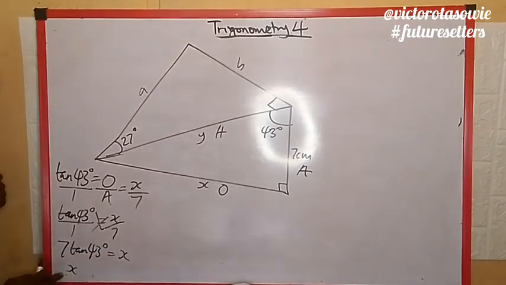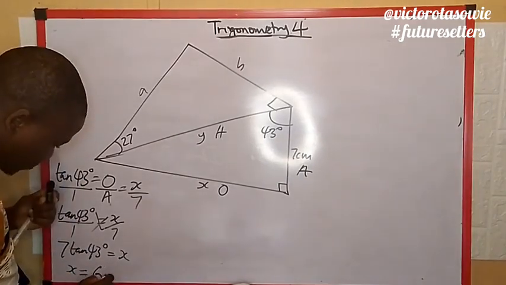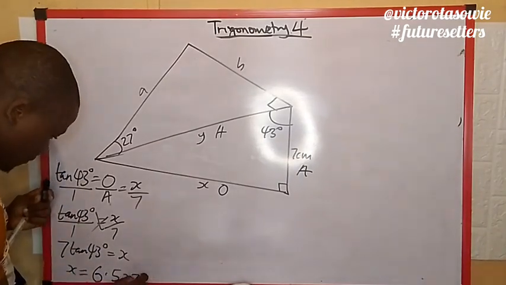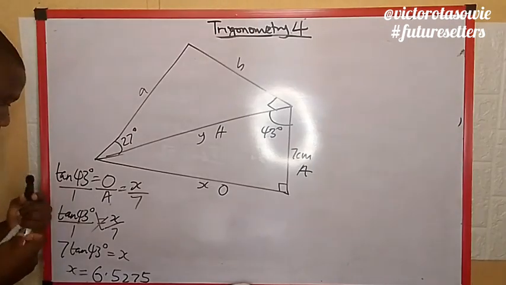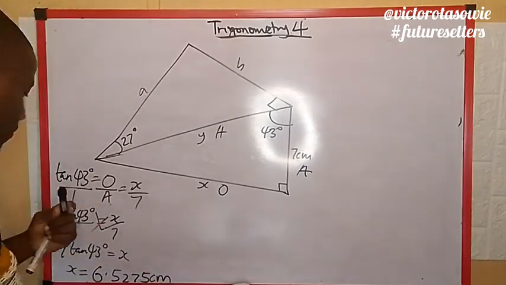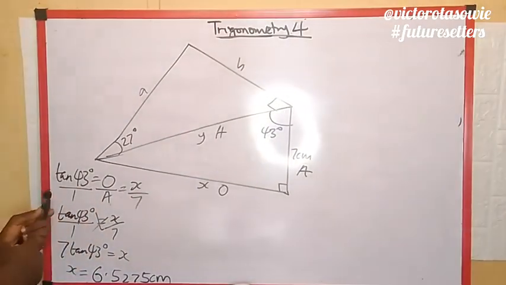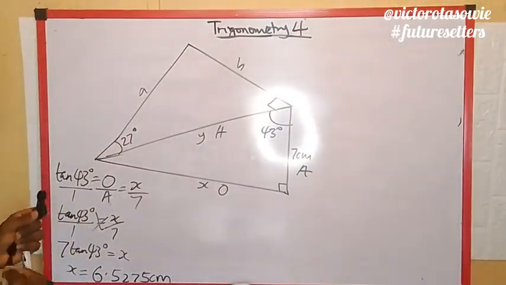Now if we press our calculator to get the value of x, we get x to be 6.5275 centimeters. So you can go and check with your calculator. 7 times tan 43 will give us 6.5275.